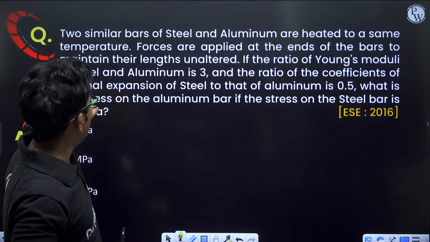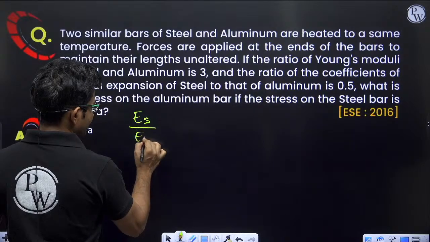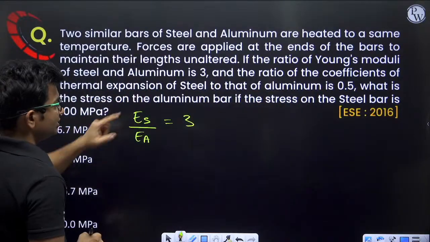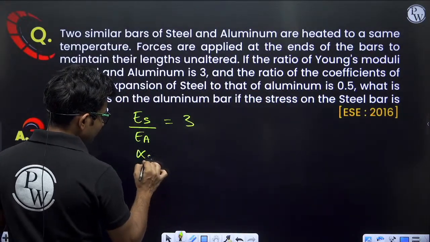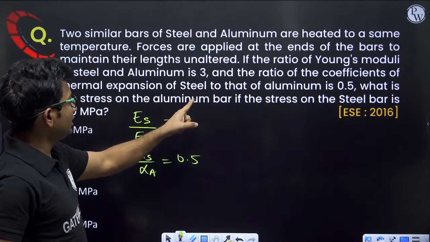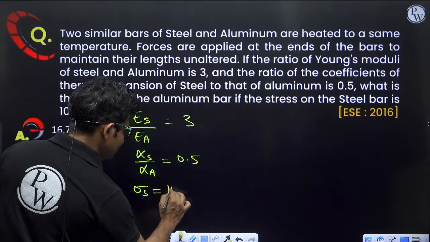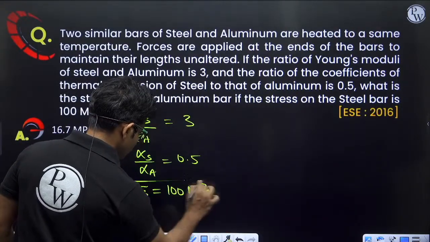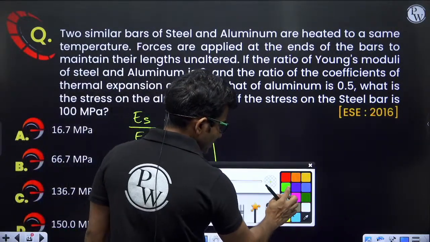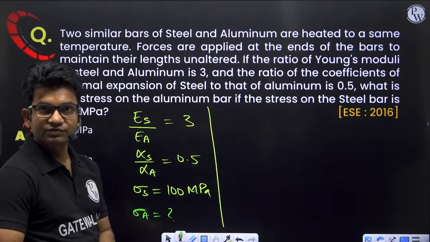Now if the ratio of Young's moduli of steel and aluminium is 3, that means Young's modulus of steel divided by Young's modulus of aluminium will be equal to 3. And the ratio of the coefficients of thermal expansion of steel to that of aluminium is 0.5. So alpha steel divided by alpha aluminium will be equal to 0.5. What is the stress on the aluminium bar if the stress on the steel bar is 100 megapascal? So stress on the steel bar is 100 megapascal. This information is already given. Now what we have to find? We have to find out the stress in the aluminium bar.